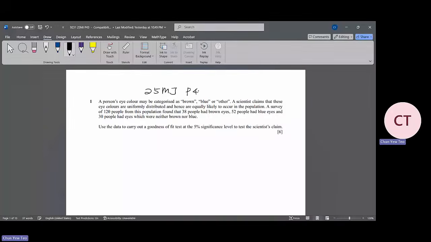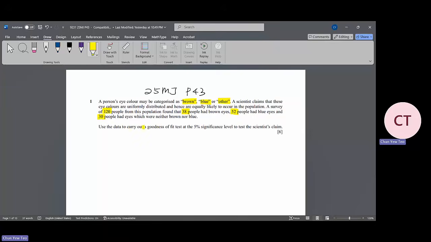Paper 43. Let's take a look at question number 1. A person's eye color may be categorized as brown, blue, or other. The scientists claim that these eye colors are uniformly distributed and hence equally likely to occur in the population. A survey of 120 people from this population found that 38 people had brown eyes, 52 people had blue eyes, and 30 people had eyes which were neither brown nor blue.